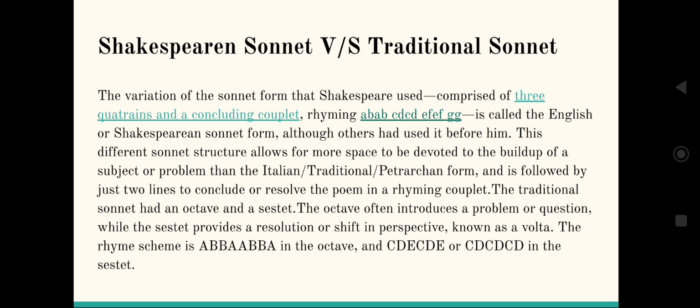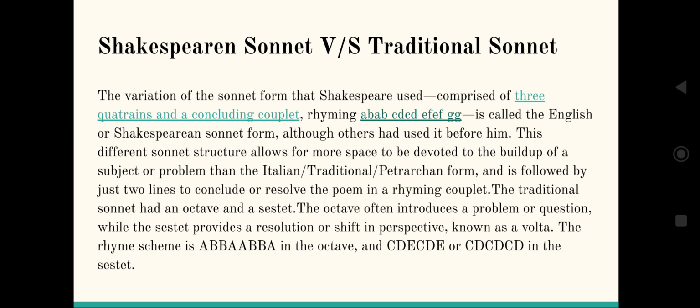This is all called the Shakespearean sonnet or the English sonnet form. Although others had used it before him, he popularized it to the next level. This different sonnet structure allows for more space to be devoted to the building up of the subject or problem than the Italian, traditional or Petrarchan form, and is followed by just 2 lines to conclude or resolve the poem in a rhyming couplet.